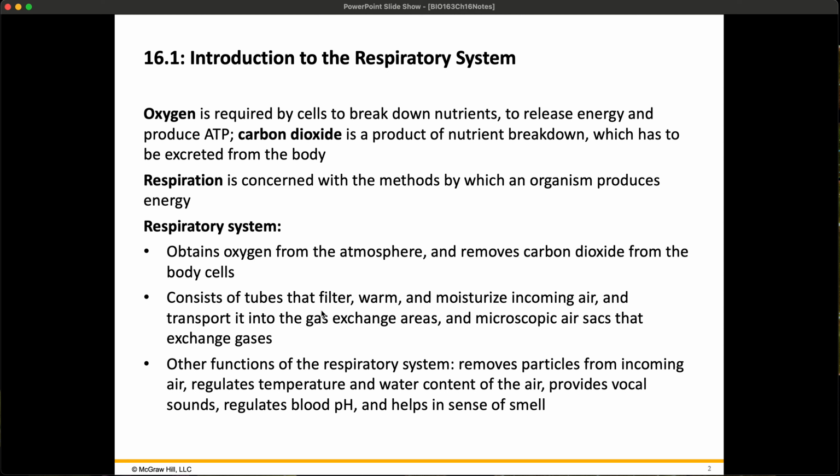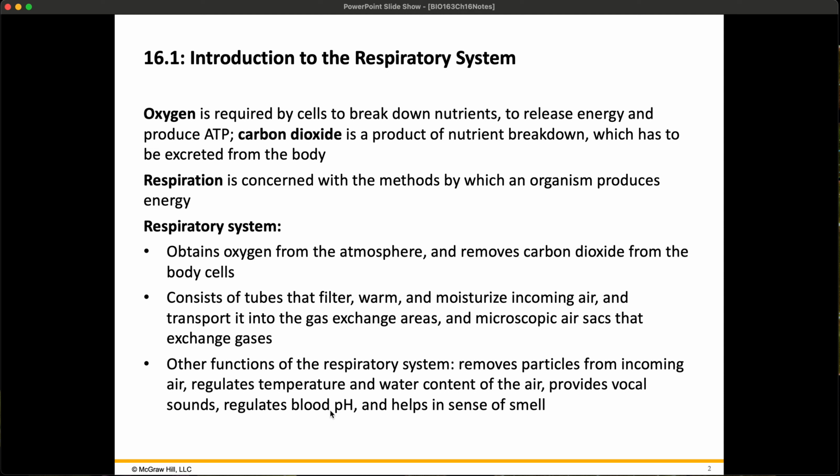There are tubes that are there to filter, warm, and moisturize the incoming air, taking it into those gas exchange areas, the alveolar sacs in the lungs. It also helps to remove particles from incoming air, and regulates the temperature and water content to make sure that it's body temperature and fully humid. It provides vocal sound. My ability to speak now is from the respiratory system.